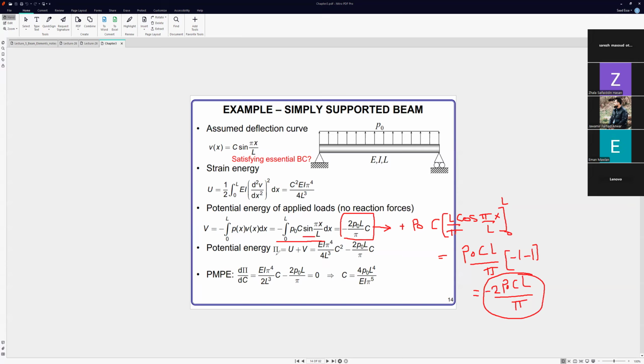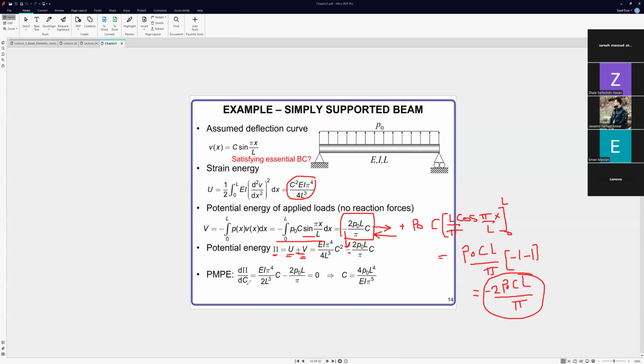Potential energy, pi, is equal to U plus V. So here we have the U, and this is the V, just making the summation. If this is minus, this also is minus. If this is plus, it will be plus, the same, because plus times minus is minus, and plus times plus is plus. So EI pi to the power 4 C squared over 4L cubed.